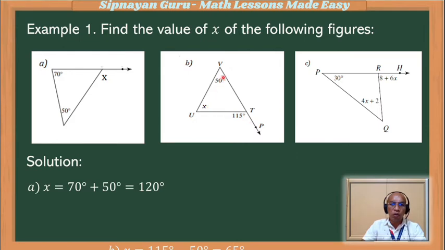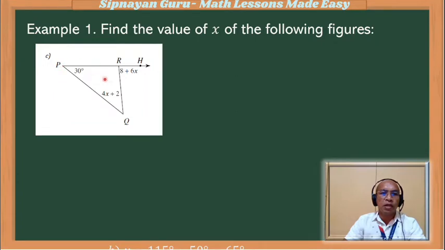And we all knew if you add these two angles, the sum must be 115. So what must be the value of x? We just subtract 115 by 50 to get the value of x. So the value is 65 degrees.